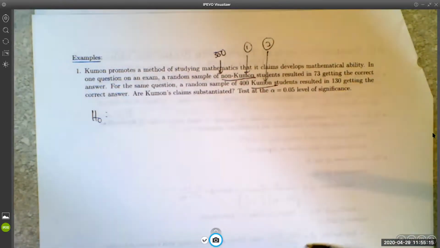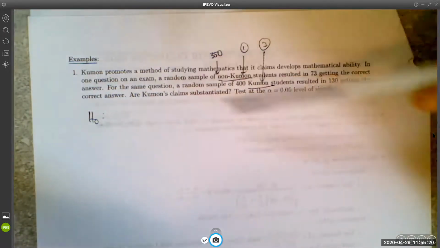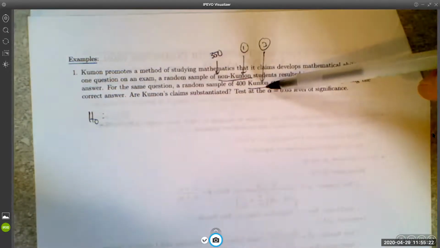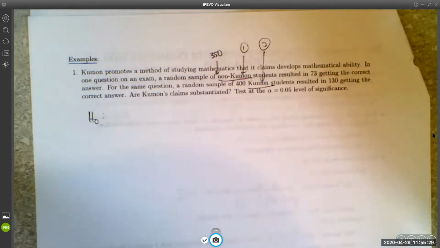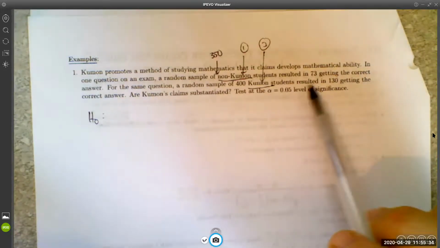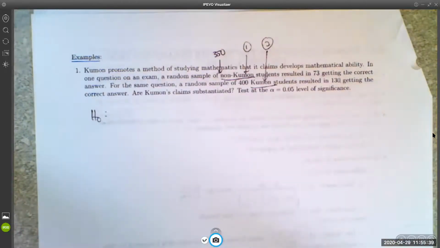Well, if that were true, then on this particular question, on this exam, you would expect the Kumon students to get the correct answer more often than the non-Kumon students. So the Kumon students, 130 out of 400 of them got the correct answer. Well, that kind of gives it away, right? If you're talking about, you know, blank out of blank, then you're talking about a proportion, right? You're talking about a percentage.